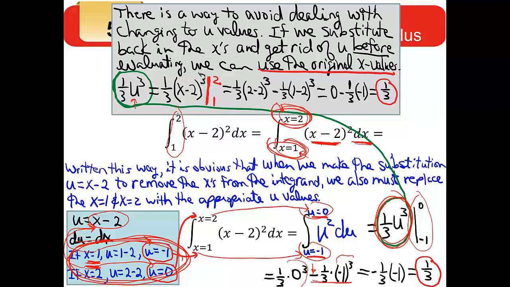So my suggestion is to just pause everything, try to do this integration just like I did it in the first method.